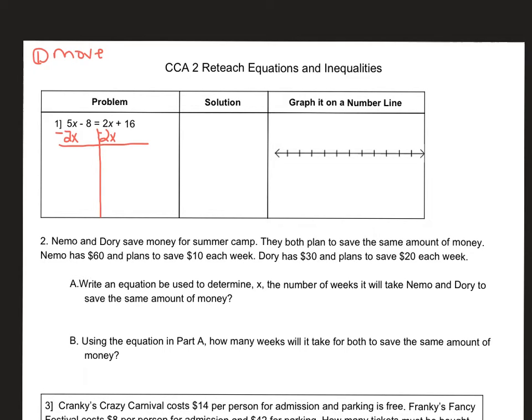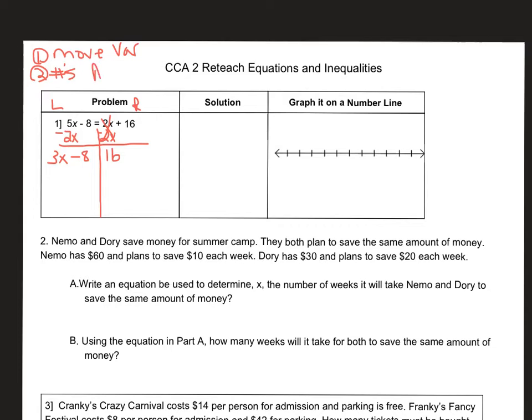So make sure you keep your like terms together. And 2x goes with 5x. So 5 minus 2, if I subtract the coefficients, I get 3 times the number minus 8 equals 16. So I moved all my letters, my variables, to the left side of my equation. So that means I have to move all my constants, or my numbers, now. I have to move all the numbers to the right, okay?